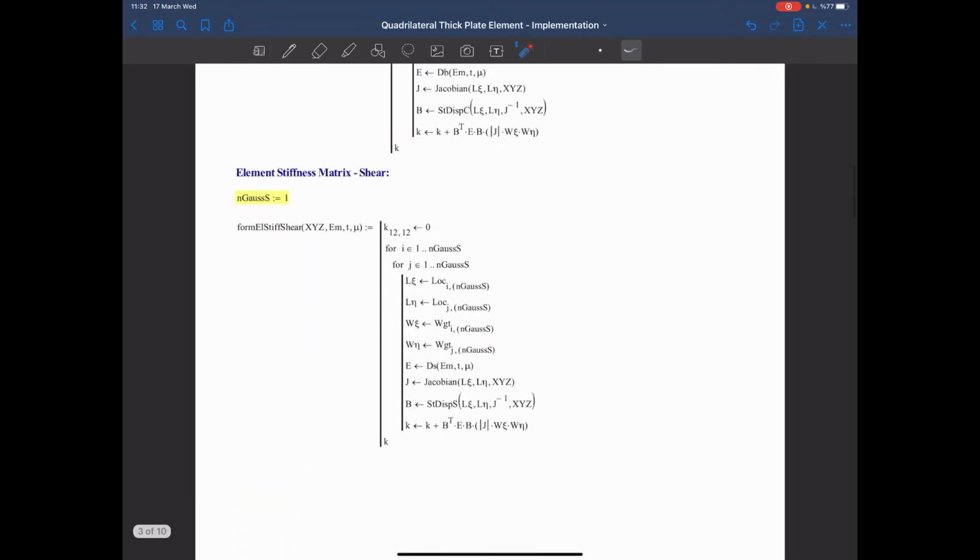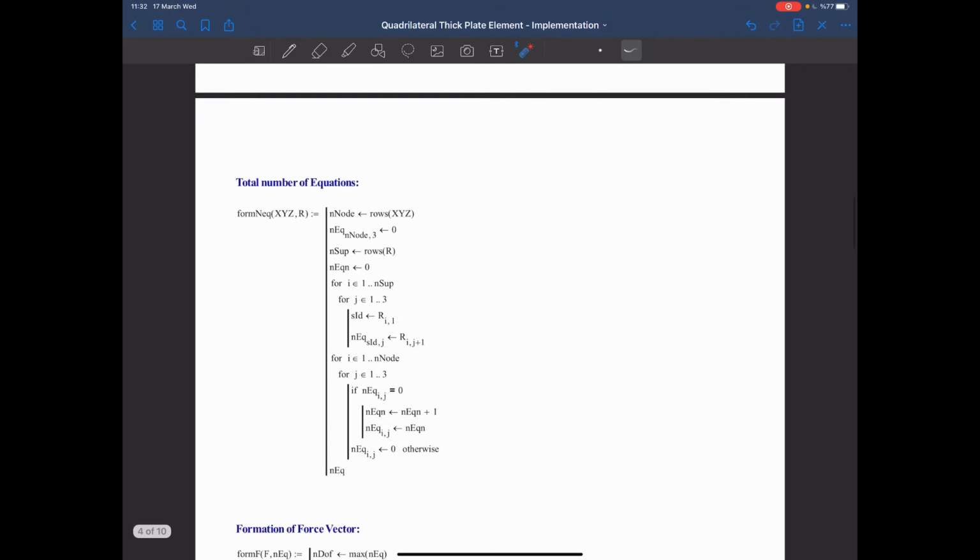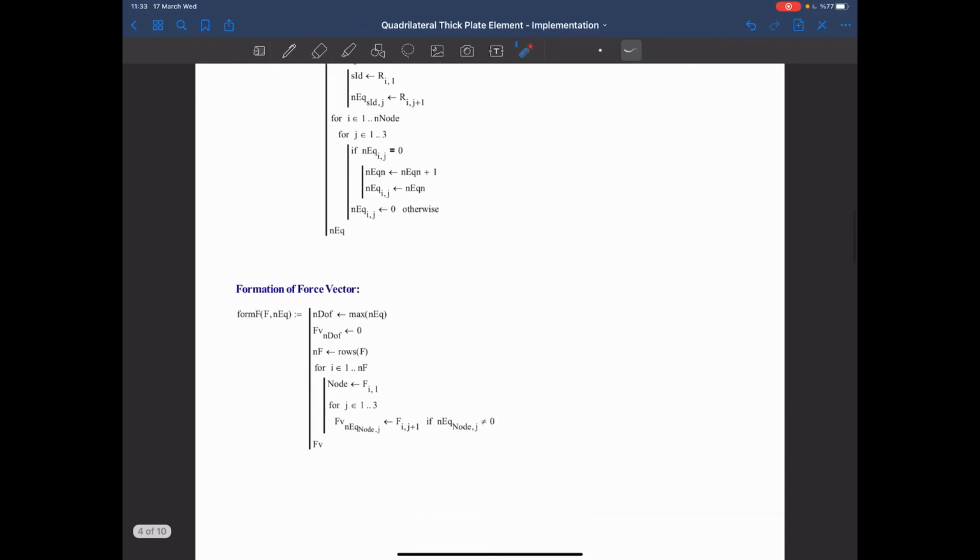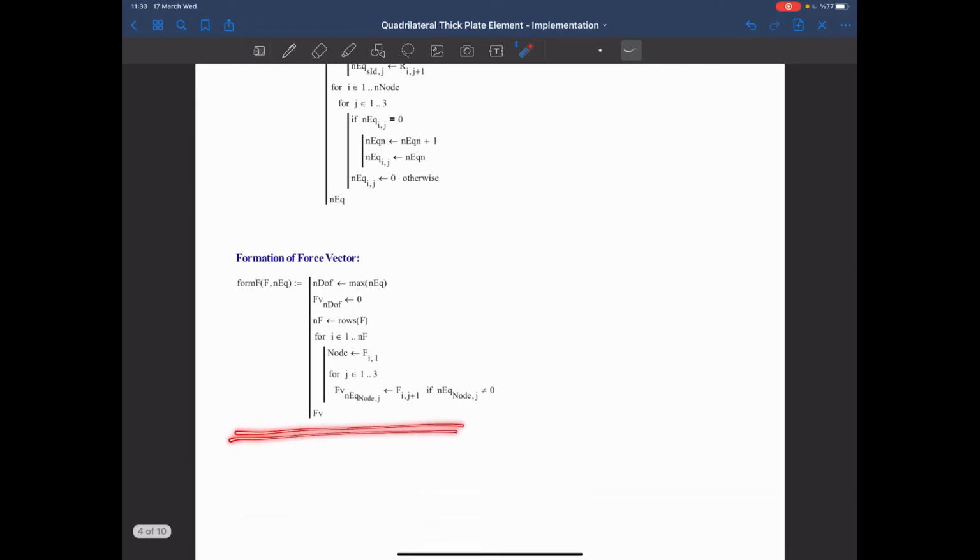Now for the shear deformation, as we discussed, I'm using a single point integration, which is at the center of the element. Calculate the B matrix for the shear and obtain the shear stiffness matrix, and this is the shear stiffness matrix. Now the rest of the equations are the same. I'm just assigning equation numbers to every degree of freedom, calculating the force vector.